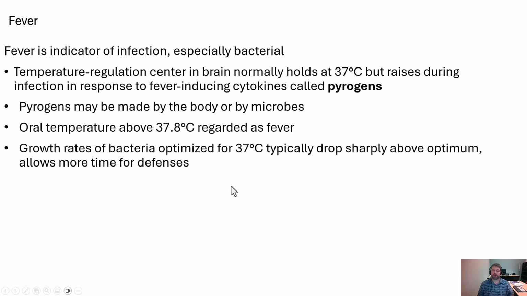It could actually cause the bacteria's proteins to denature, and it allows for more time for defenses to occur. So it's not just trying to kill the bacteria. I mean, that's part of it. Like, if the bacteria can't grow at that temperature, then great. But if the bacteria slows its growth at that temperature, then that's maybe enough time for your innate immune system and adaptive immune system to fight off whatever that infection might be.